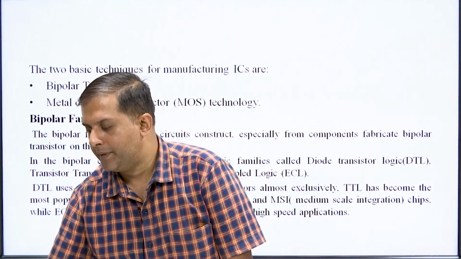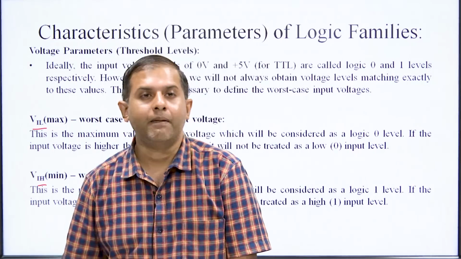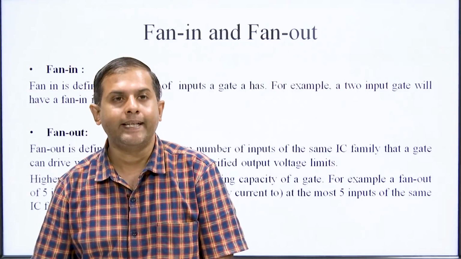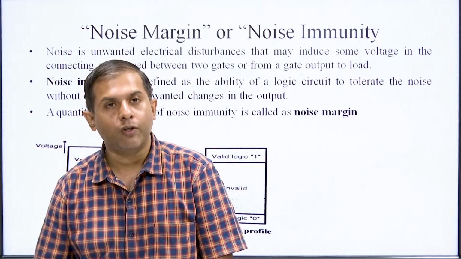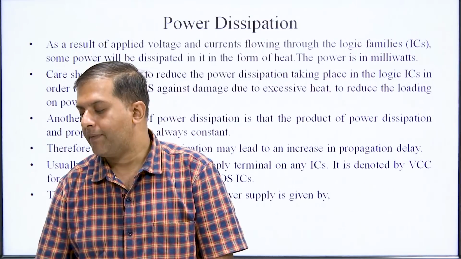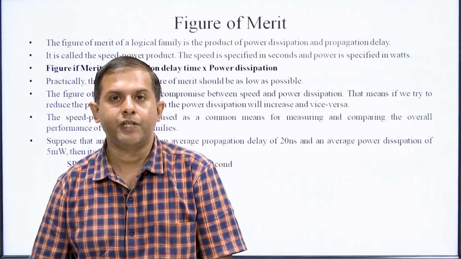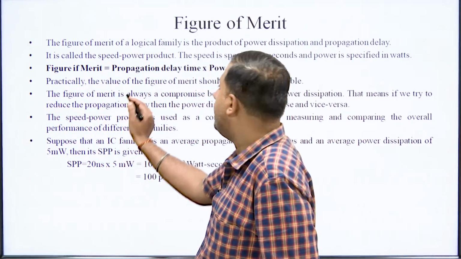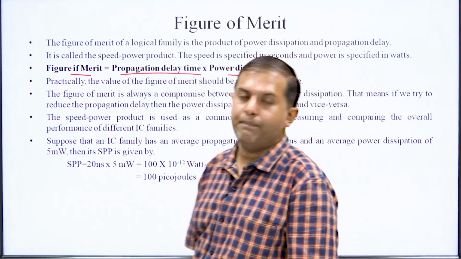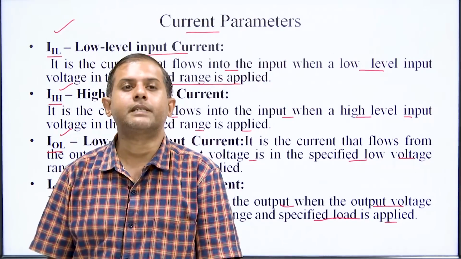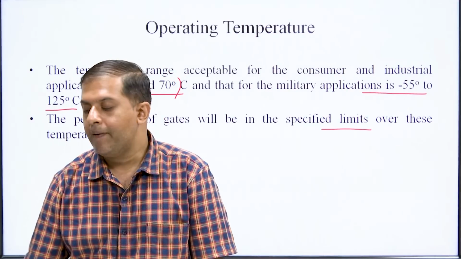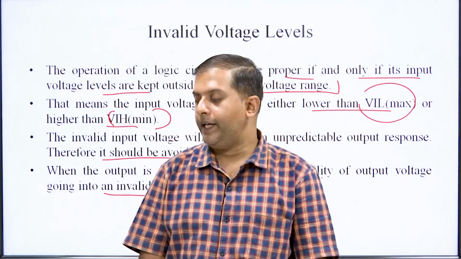Then we have discussed the different parameters. In that we have discussed voltage parameters, then fan in and fan out, noise margin, noise immunity, then propagation delay. After that we covered power dissipation. There is figure of merit. Here it is very important: figure of merit is the product of propagation delay time and power dissipation. Next we have discussed current parameters, then the operating temperature, and lastly the invalid voltage levels.